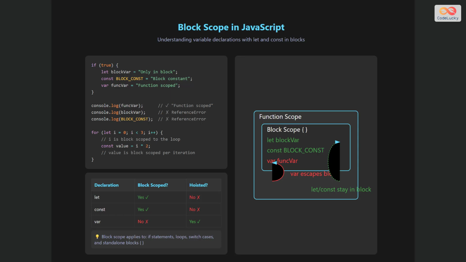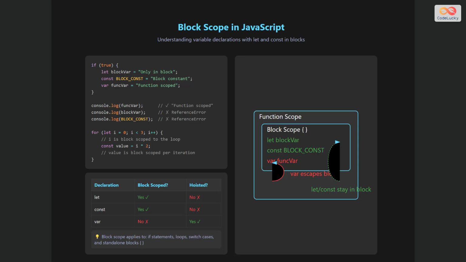Next, let's discuss block scope. Variables declared with let and const keywords inside a block, such as an if statement or a loop, are only accessible within that block. In the provided code example, if a variable is declared with let or const inside a block, it cannot be accessed outside the block. But if a variable is declared with var keyword, it can be accessed outside the block because the scope of var is limited to the function.